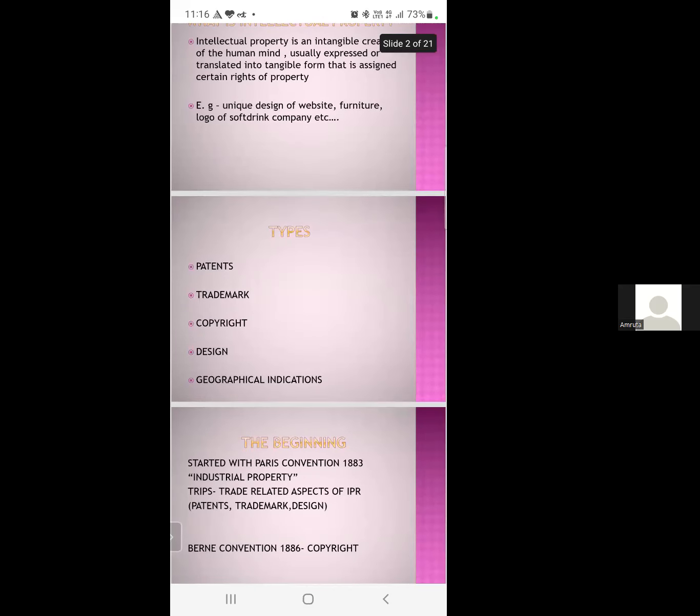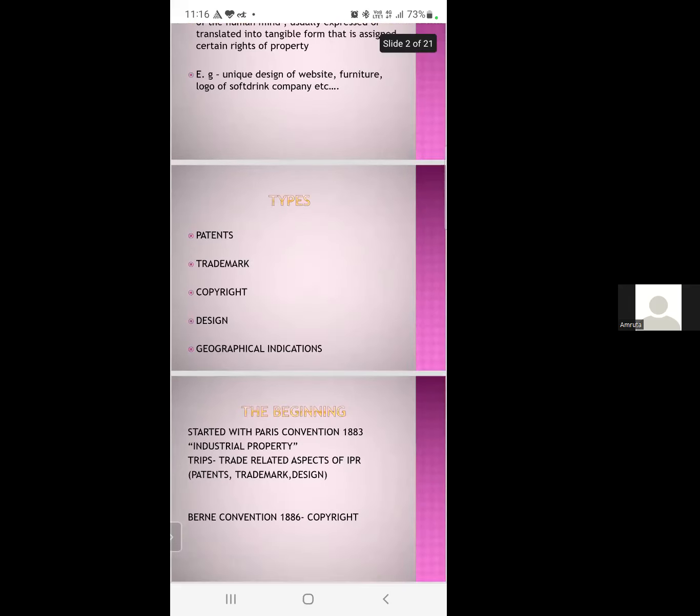Generally you must be aware of these five types. One is patent, second is trademark, third is copyright, design, and geographical indications. I'm going to elaborate what these five intellectual property rights are, and how they can be used, or how they can be procured during the process.